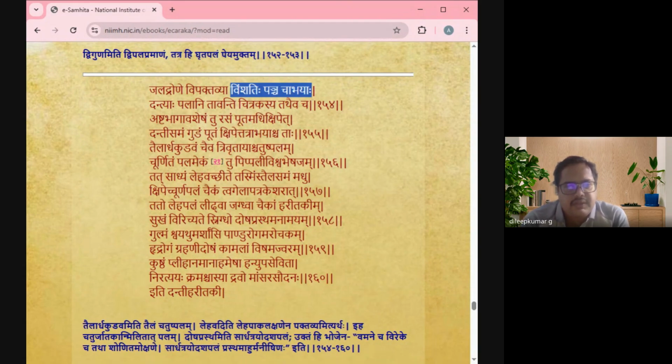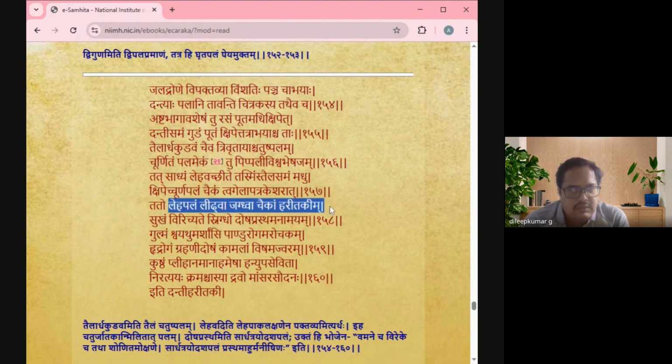In this condition, Tato Leha Palam Leadva Jagdva Cha Ekam Haritaki means Leha Pala: one Pala of Leha should be taken, followed by one haritaki used in the preparation of Danti Haritaki. Among the 25 haritakis, one haritaki should be chewed after intake of one Leha Pala. So by intake of this, there will be Sukam Virichite Snigdho Dosha Prastam Manamay.